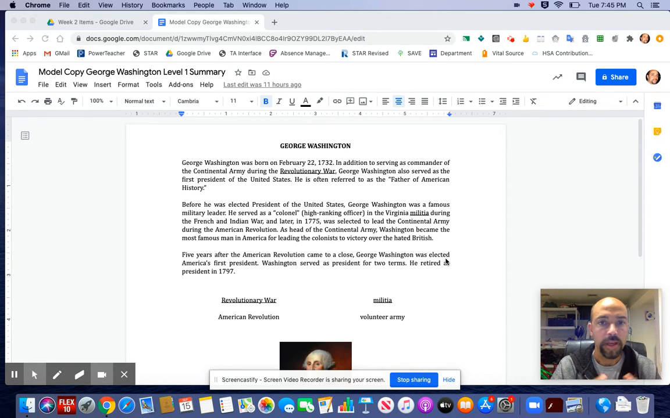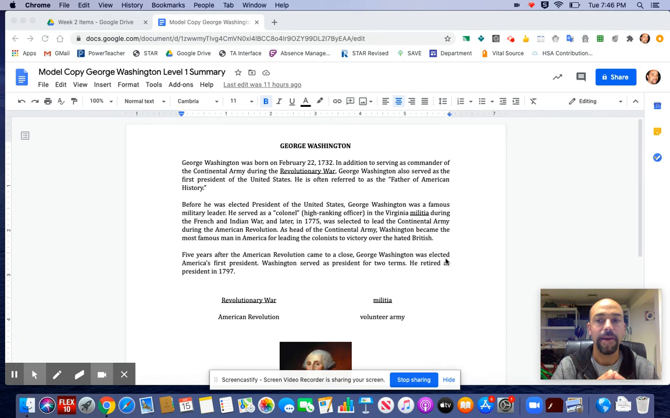On the screen right now, you see a very brief biography on the life of George Washington, the father of American history, president number one in U.S. history, also the hero of the American Revolution, one of our founding fathers.